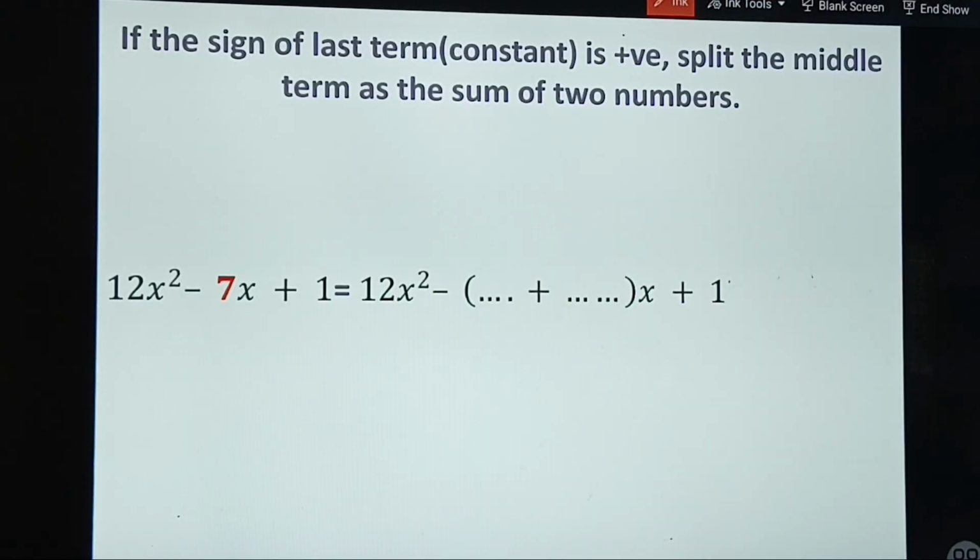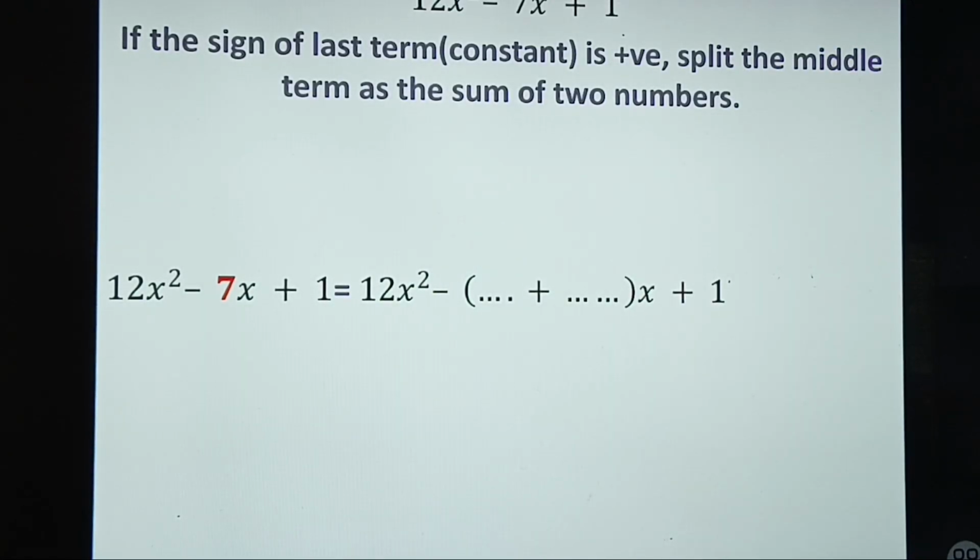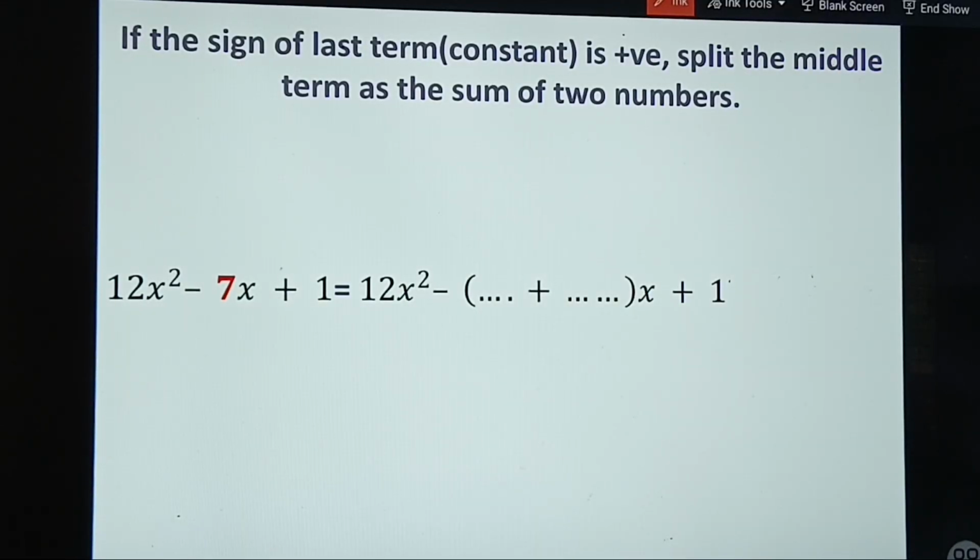Whenever it is asked to split the middle term and factorize, the very important thing is you have to look at the sign of the last term. The sign of the last term here is positive. If the sign of the last term is positive, you have to split the middle term. The middle term here is 7. Don't think about its sign, whatever it may be. This 7 is the sum of two numbers.